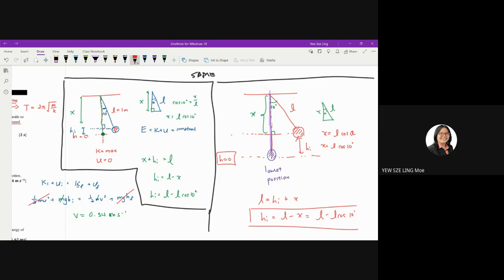K initial plus U initial equals K final plus U final, according to the conservation of energy. The reason why we cannot use the equations in simple harmonic motion is that we don't have the mass. Okay, we cannot straightaway apply the equations. But we can use the equation from chapter 5. It's the same, because energy is a scalar quantity, so the direction of motion is not important. You look at its initial position and final position. That's it.